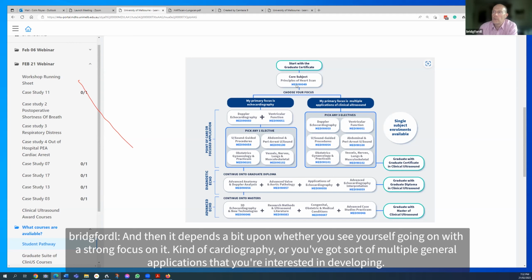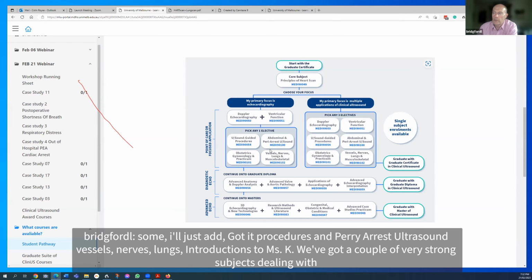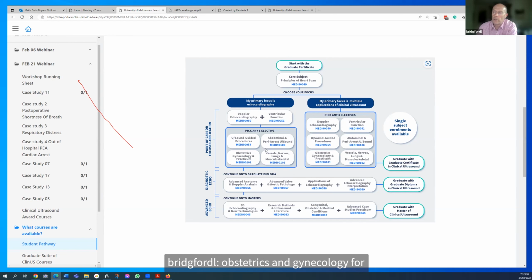And then it depends a bit upon whether you see yourself going on with a strong focus on echocardiography, or you've got multiple general applications that you're interested in developing. And so there's electives after that. And you'll see that there's some ultrasound guided procedures, some peri-arrest ultrasound, vessels, nerves, lungs, introductions to MSK. We've got a couple of very strong subjects dealing with obstetrics and gynecology for entry-level skills in those domains.